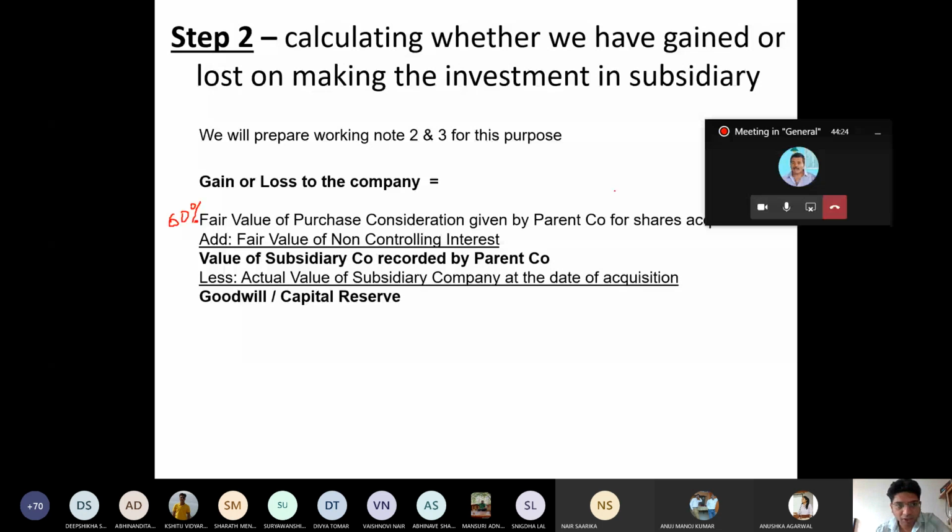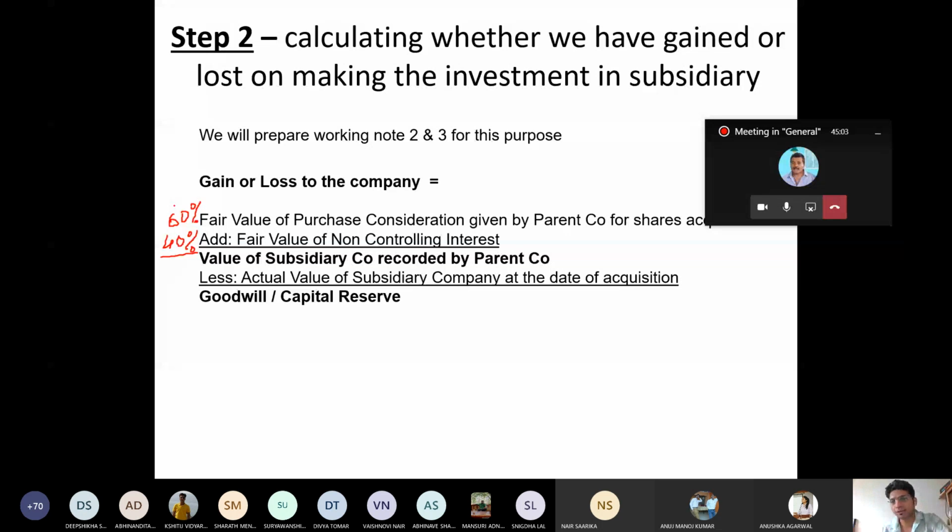But in the balance sheet, we have to show the 100% calculation. So we'll add the fair value for the remaining 40% shares. That will give me the total value of the subsidiary company in the hands of the parent company. So I have to show how much I have actually paid for the 60% shares, plus for the remaining 40%, the market value of those 40% shares.